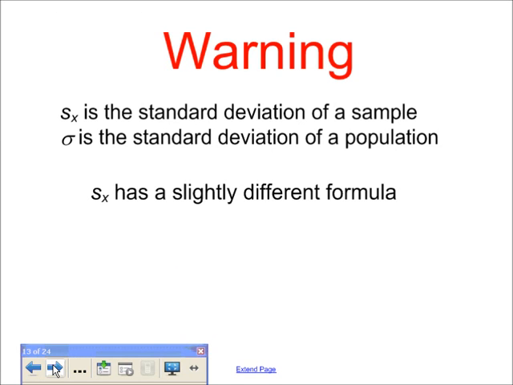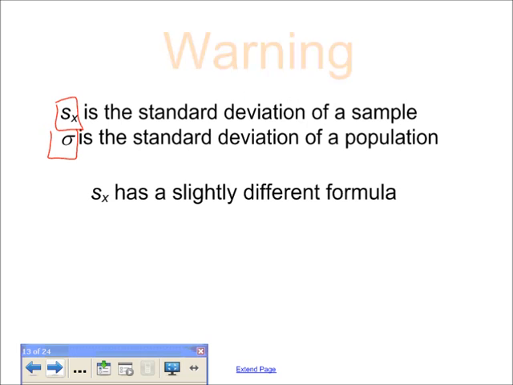Now, this is just a quick warning that early on I told you that this is the standard deviation of a sample and this is the standard deviation of a population. And this gets tricky. Don't worry about it. It doesn't play into part in this class. But the standard deviation of a sample has a slightly different formula. You will not know that, but the calculator gives you both when you use the stats package, so you need to know to look for the standard deviation of a population.